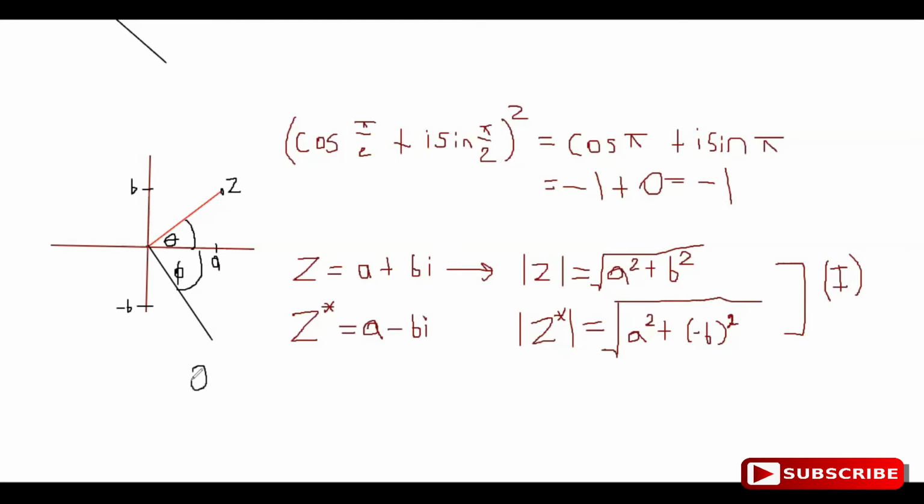In this case, theta is not going to be equal to phi because they're in different quadrants. Theta is not equal to phi. And so therefore, the argument of z is not equal to the argument of z bar. That's one way to prove it.